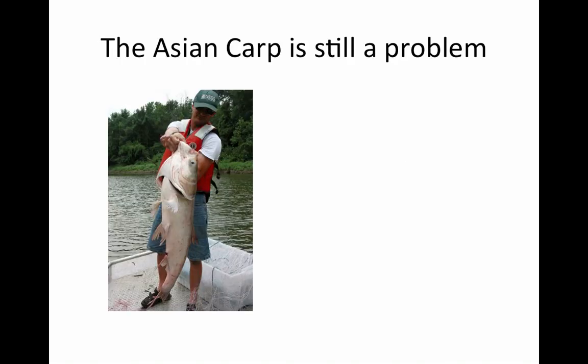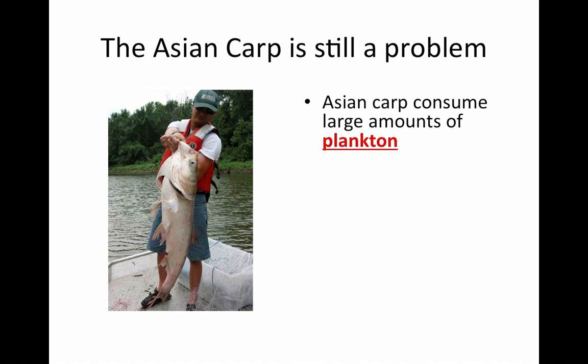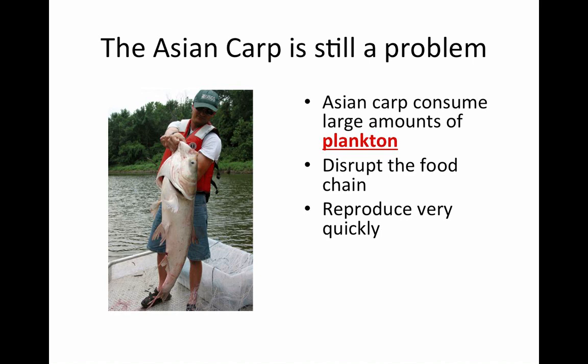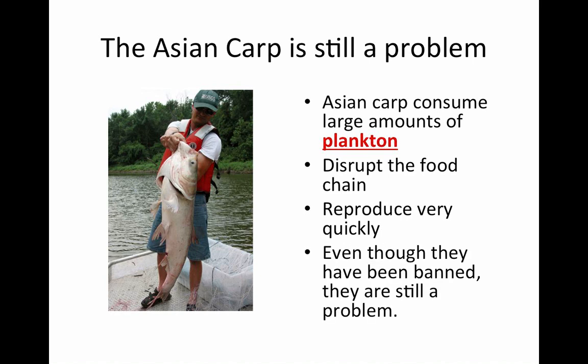The 4th invasive species is the Asian carp. And the Asian carp is still a problem. Asian carp are problematic because they consume large amounts of plankton. This disrupts the food chain. They also reproduce very quickly. So even though they've been banned, they're still very much a problem.